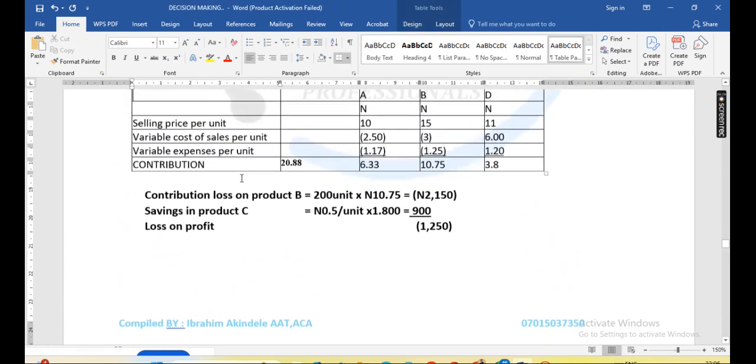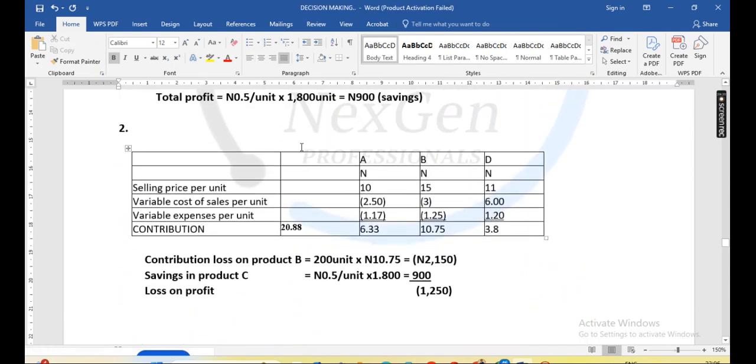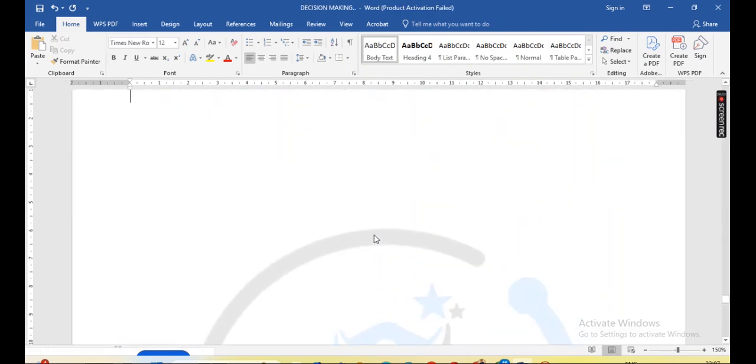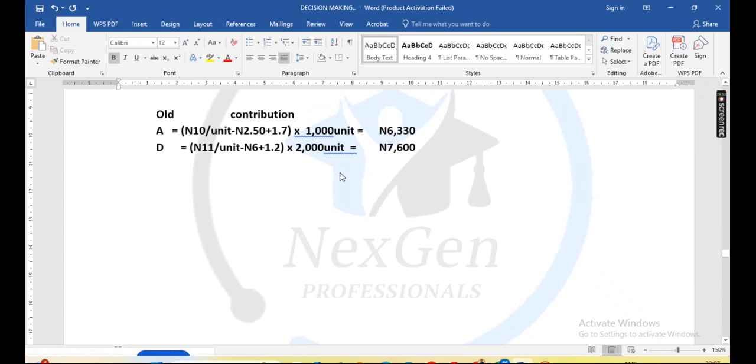Selling price. What is the selling price for A? This is the selling price for A. If you minus 10 minus 2.5 minus 1.17, you have what? 6.33. Did you have 6.33 before you multiply? Let me check the figure that maybe you called. Okay, 1.17. Thank you.